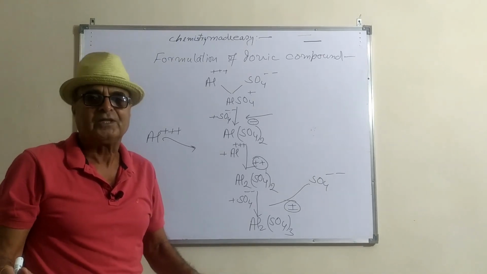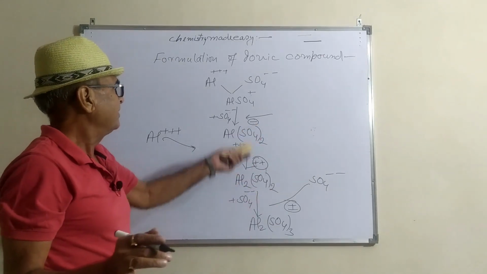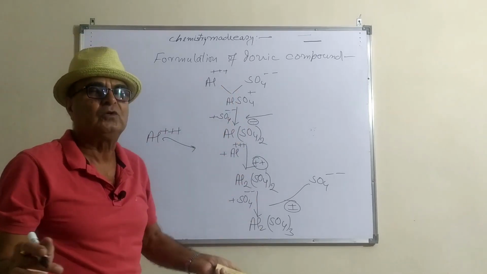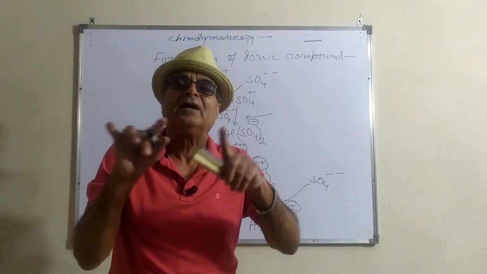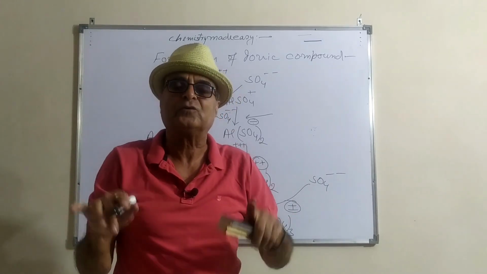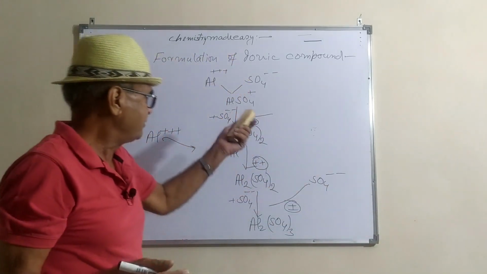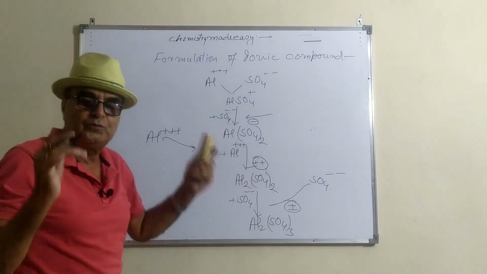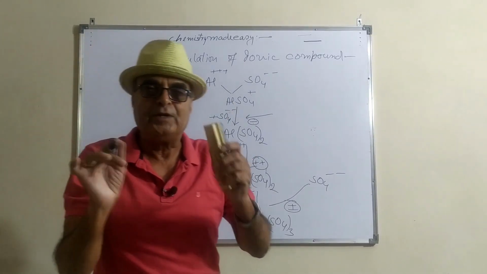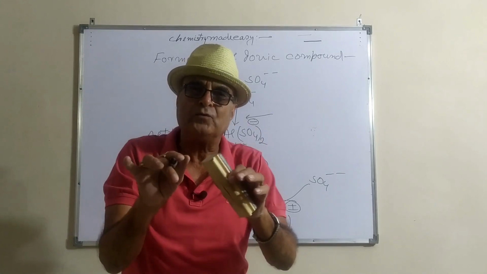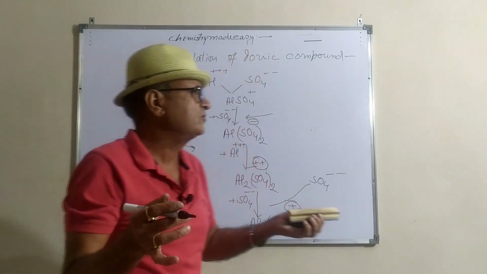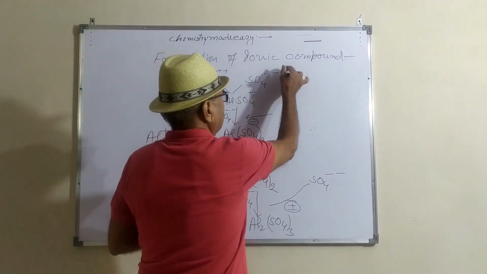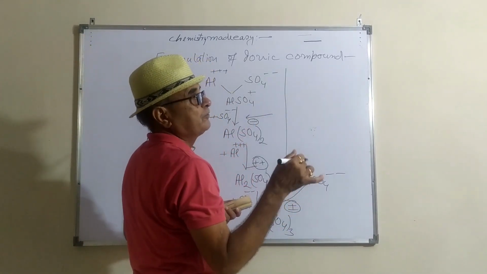I think you have understood from this example why we cross multiply the valency of the cation and the anion. So this is the cause of the multiplication. We have to formulate the ionic compound as neutral. Otherwise, if you leave some charge on it, that formula will be wrong.